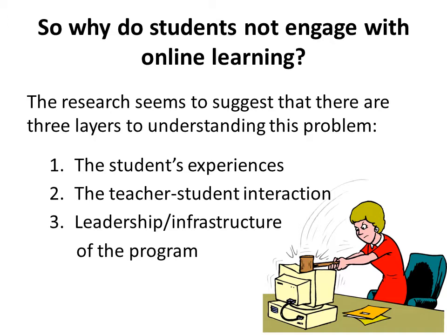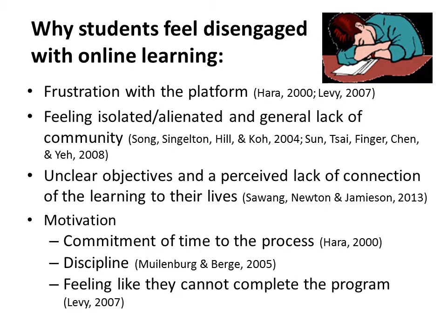The first was, what were the students' experience with e-learning and how did that not work for them? What was the nature of the teacher-student interactions in e-learning, and again, how does that lead to disengagement with students? And finally, what are the leadership or infrastructure gaps or deficits of these programs that have led to them being unsuccessful? What's come through loud and clear in the research is that one of the main reasons why students choose to disengage or not connect with e-learning is frustration with the platform.